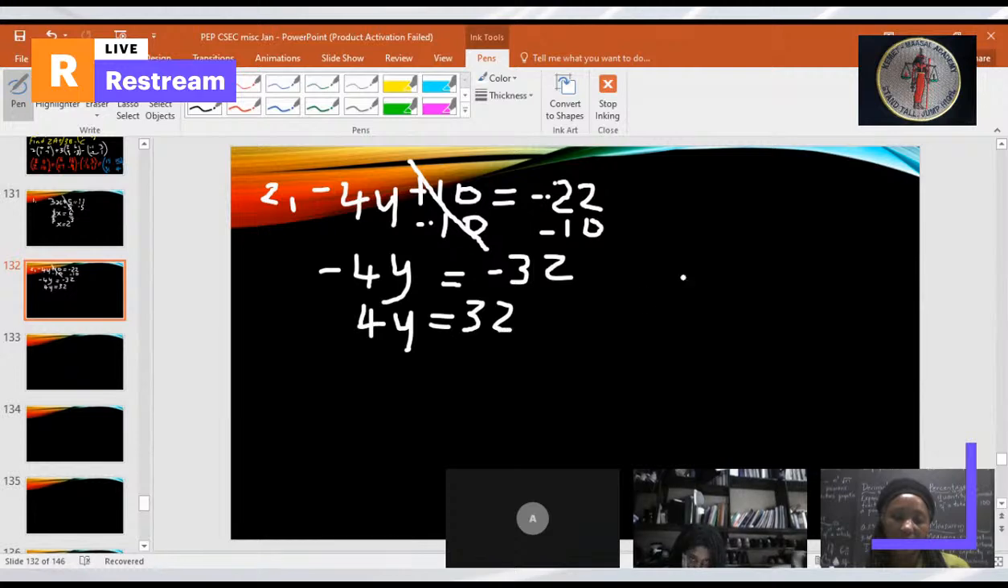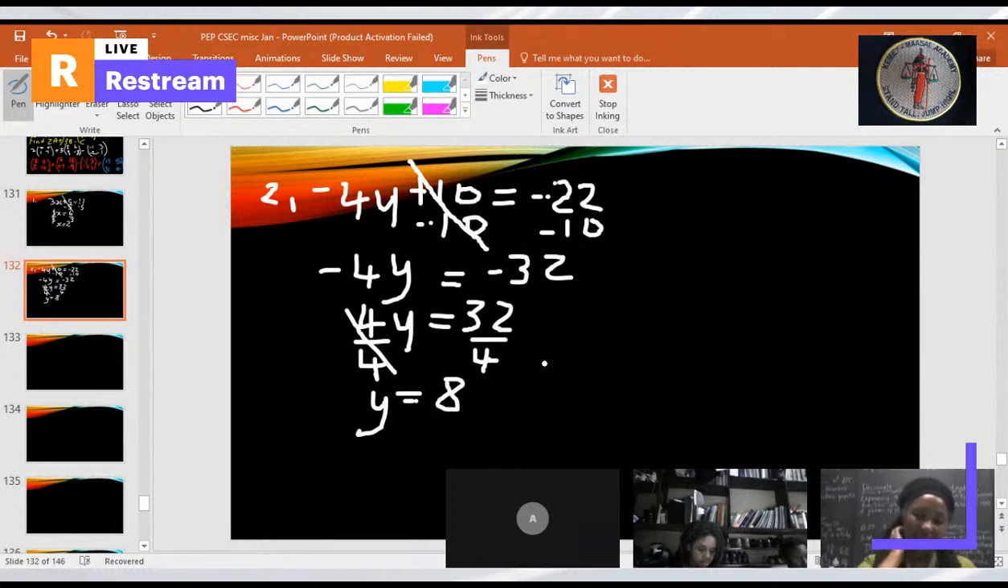All right. Then divide both sides by 4, which will cancel out that 4. And what will you be left with? Y equal 8. All right. So y is equal to 8. And that is our solution. So test it back into the original equation and see if it adds up.